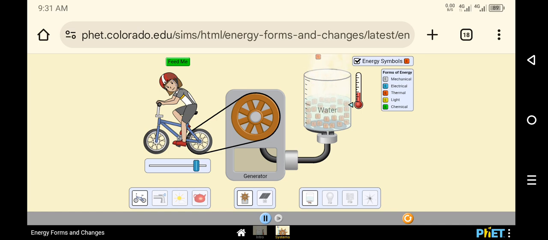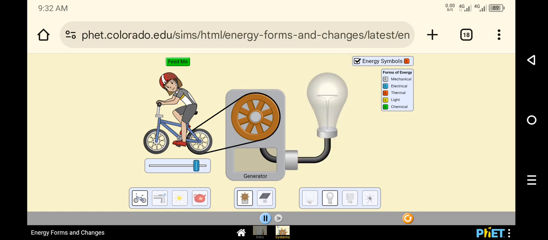So now we can connect, instead of having this beaker containing water, you can put a light bulb. Can you connect a bulb? Now, what will happen? So now you will see another kind of energy change, or transformation. Now we can feed this man, so that he rides the bicycle.